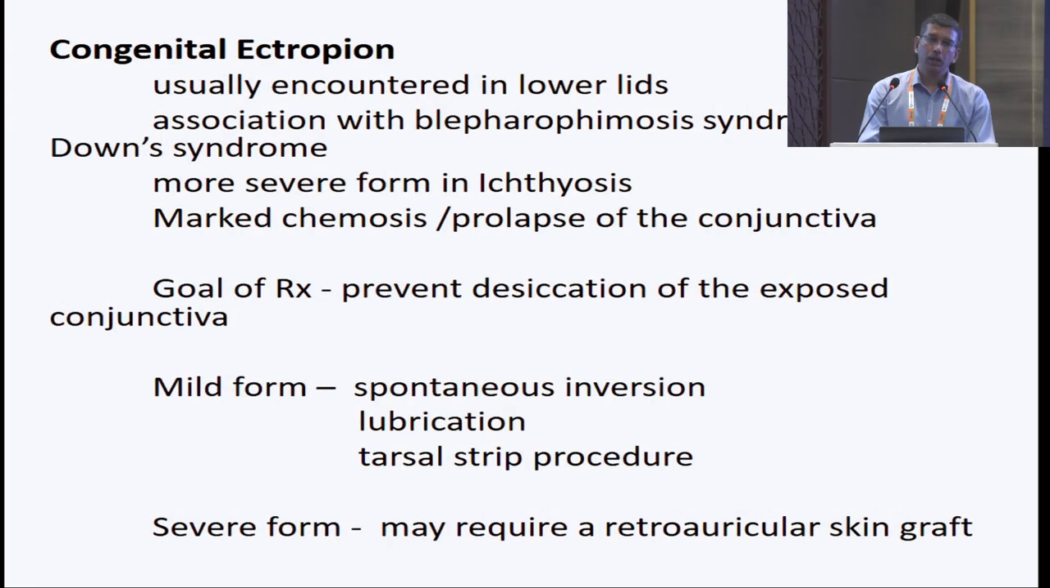Congenital ectropion is generally seen in lower lids, can be associated with BPES, or more commonly with a skin condition like ichthyosis. The goal of treatment is basically again to see what is the status of the cornea and conjunctiva. Lubrication and giving copious lubricating drops is the initial treatment of choice. And if there is a severe form, like even in BPES type 2, you need to go for a skin graft.